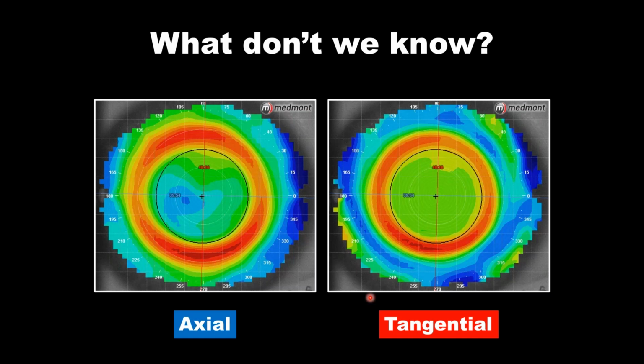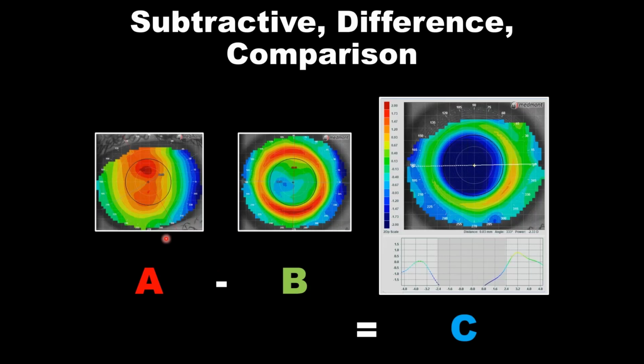So in your Medmont, you can compare pre-ortho-K topography to post-ortho-K topography, A minus B equals C. Where you see blue, you know you've flattened the cornea out. Where you see red, that's where you've steepened the cornea when you compare this visit to this visit. So the subtractive, sometimes known as the difference map, or in the case of Medmont, known as a comparison map, is an orthokeratologist's best friend. This is the function you want to use for all of your analysis pre and post treatment.